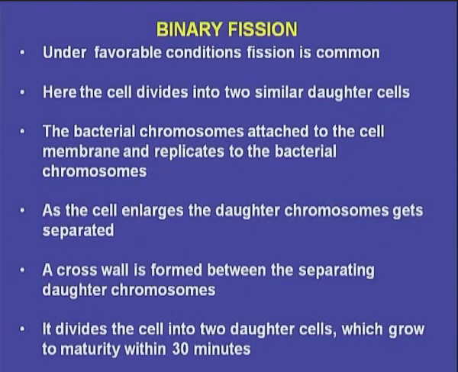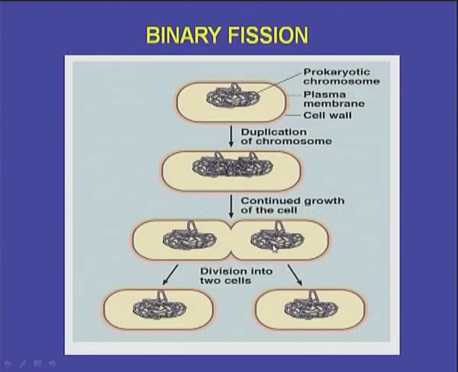Then we come to the binary fission. Under favorable conditions, fission is a common phenomenon. Here the cell divides into two similar daughter cells. The bacterial chromosome attaches to the cell membrane and replicates. As the cell enlarges, the daughter chromosomes get separated. A cross wall is formed between the separating daughter chromosomes, and it divides the cell into two daughter cells which grow to maturity within 30 minutes. And here this is how the prokaryotic chromosome is duplicated and then continues to grow in the cell, and this forms the division into the two cells.